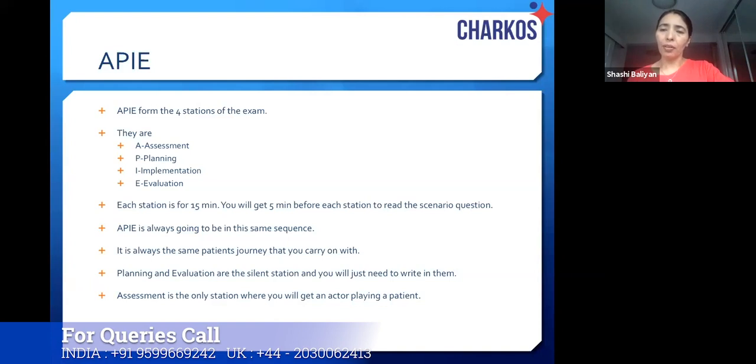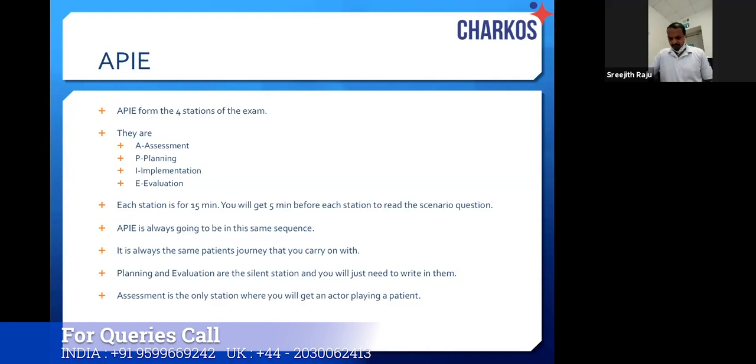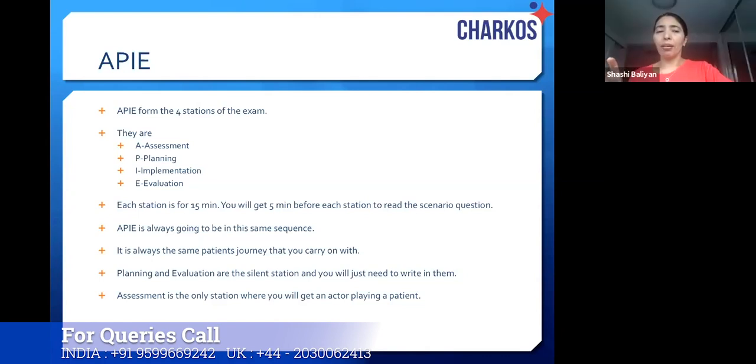Okay, are you with me, everyone? Yes. So in the 6 stations, APIE is always going to be together. So it cannot be that one station comes between assessment and planning. It can never be that there is a skill station in between. The skill stations which you are going to get can be either before APIE, after APIE, or one skill station, then APIE, and then the other skill station. But APIE is always going to be together. Okay.